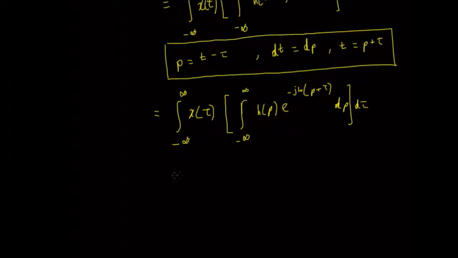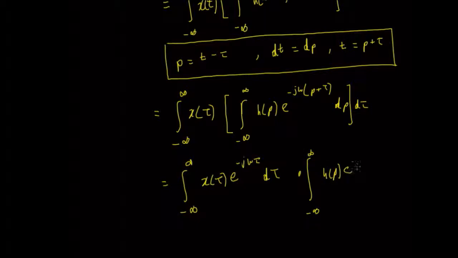So whenever we take that out, we end up with the integral from minus infinity to infinity of x of tau, and we take out our e to the minus j omega tau, and we have our d tau here, and that's times the integral from minus infinity to infinity of h of p e to the minus j omega p dp.